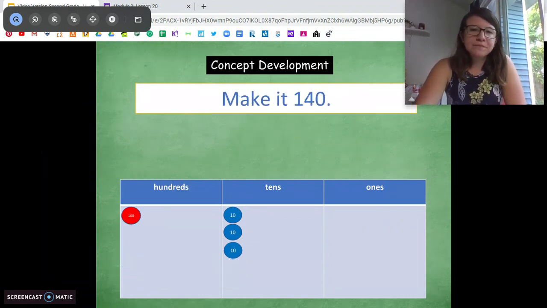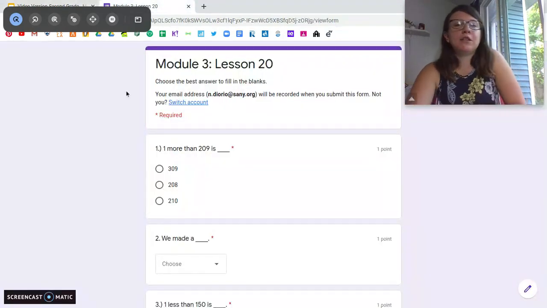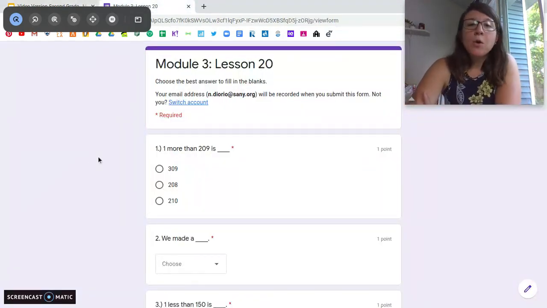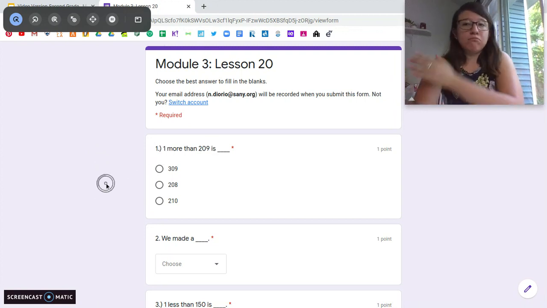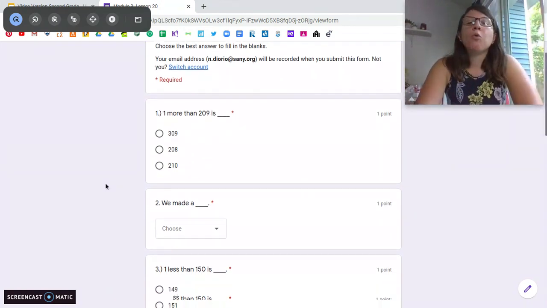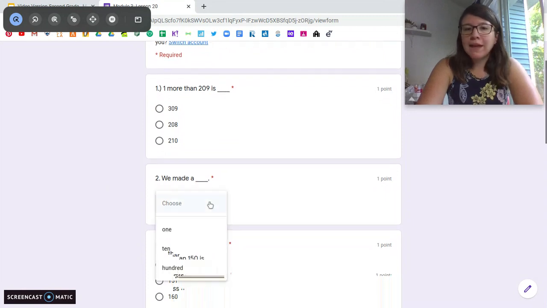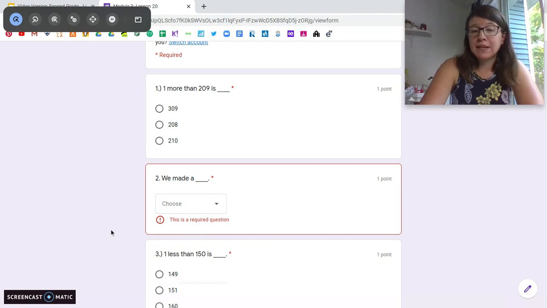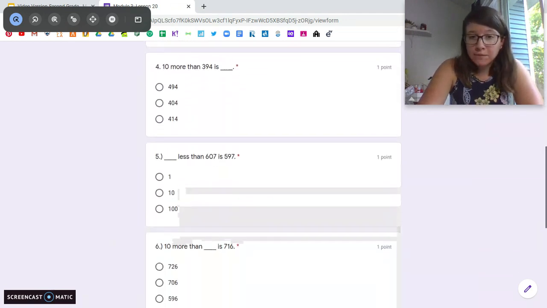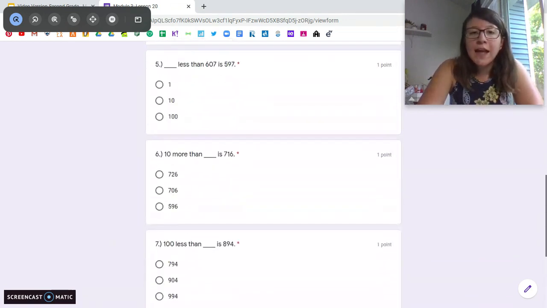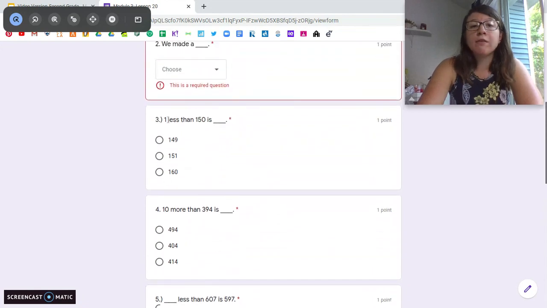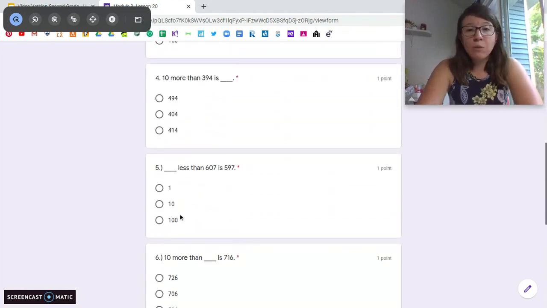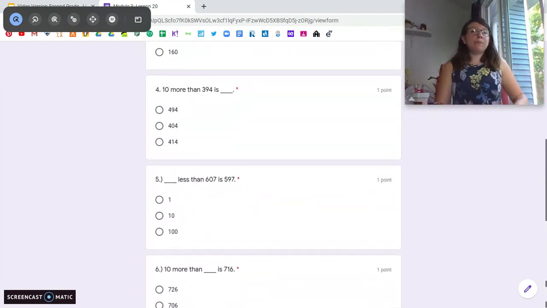All right. So I'm going to get into our exit ticket for today. What you're going to need to do for the first one is tell me 1 more than 209. Basically just adding 1. When you do that, are you making a new 1, a new 10, or a new 100? Choose the best answer. From there, you have 8 problems, solving for both 1 less, 10 more, and then you're going to have to tell me how many more, how many less. Use your place value chart.